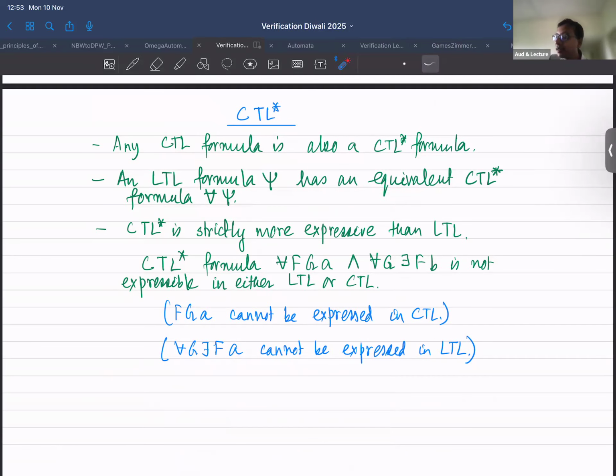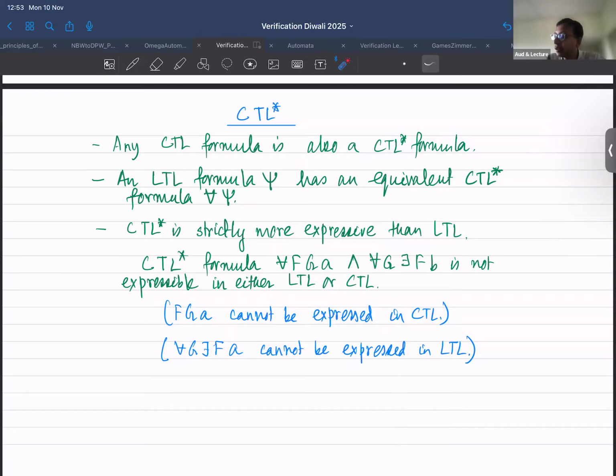And CTL star is strictly more expressive than LTL, because all the LTL formulas can be expressed in CTL star, and on top of that there are these CTL formulas which you can also express using CTL star. And CTL star is strictly more expressive than LTL, and similarly also more expressive than CTL as well.